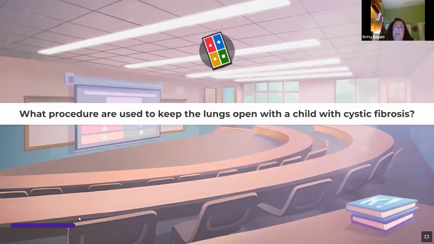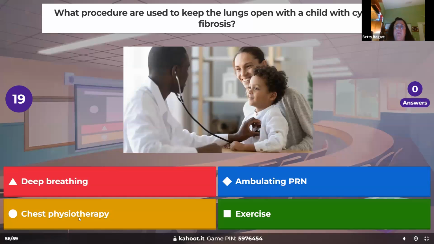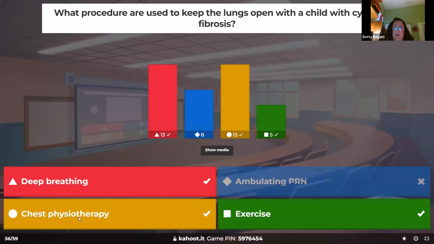A multi. What procedure is used to keep the lungs open with a child with cystic fibrosis? Again, we've got all of that thick mucus, that petri dish that's trying to gather bacteria and grow germs. And we're going to be deep breathing, exercising, chest PT, and it's not going to be ambulating PRN. It's going to be BID, TID. It's not going to be when they want. They need to be up. They need to be moving.